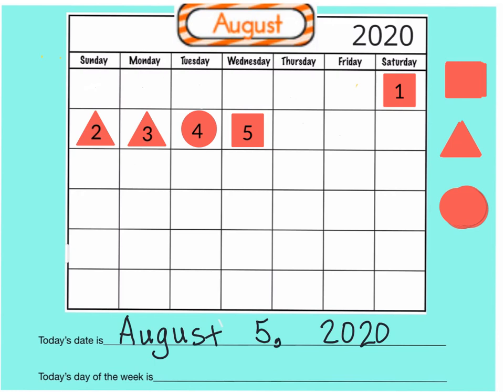All right, let's say that together, our date. Ready? Today's date is August 5th, 2020. Good. Now let's figure out the day of the week.